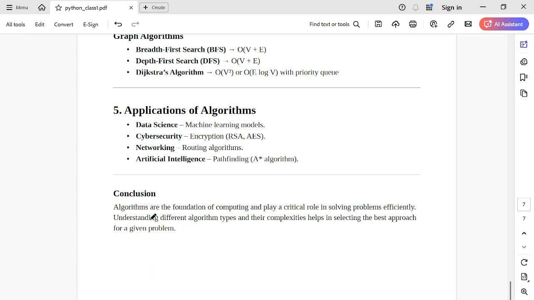So in conclusion, algorithms are the foundation of computing and they play a crucial role in solving problems efficiently, right? So the best approach to solve a given problem is an algorithm.